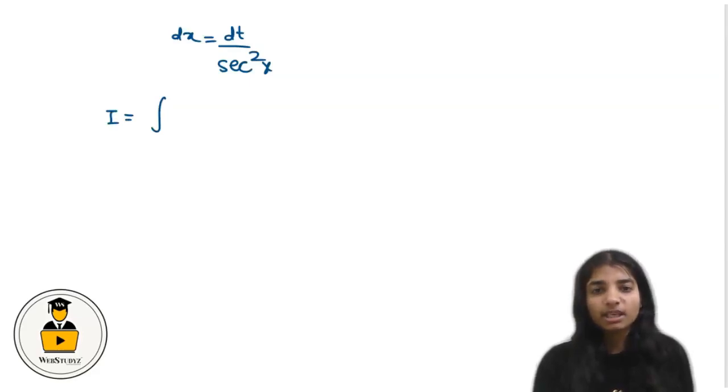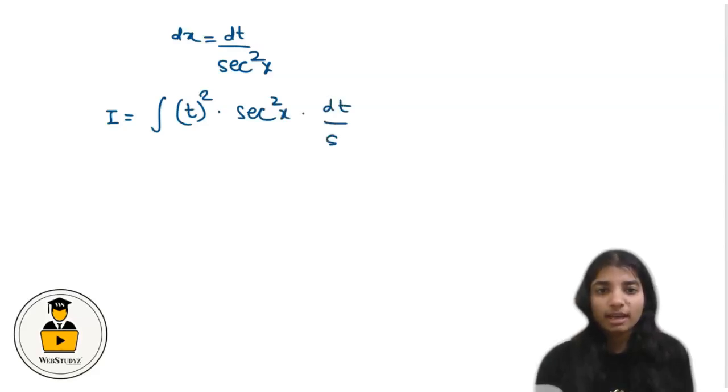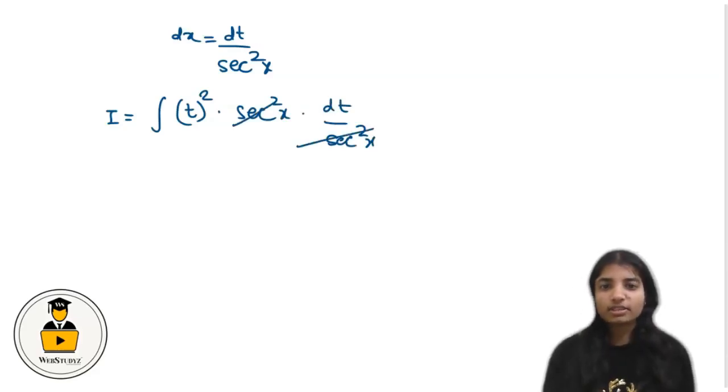So plugging the value here, I becomes the integral of tan^2(x) multiplied by sec^2(x). Since we let tan(x) be t, this becomes t^2 multiplied by sec^2(x) multiplied by dx. dx is dt divided by sec^2(x). So here sec^2(x) cancels with sec^2(x), and I becomes the integral of t^2 dt.